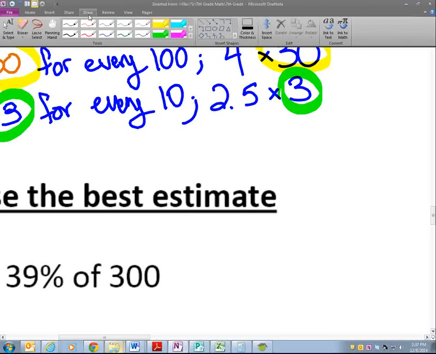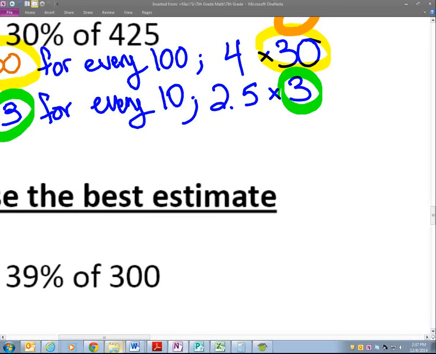Now we have the very difficult question of 4 times 30 is? Yes. 120. Beautiful. Good job. That was quick. Then 2.5 times 3. 7.5. Beautiful. All you need to do is just remove that decimal. 25 times 3 is 75. Put the decimal back in it. Boom. 7.5.